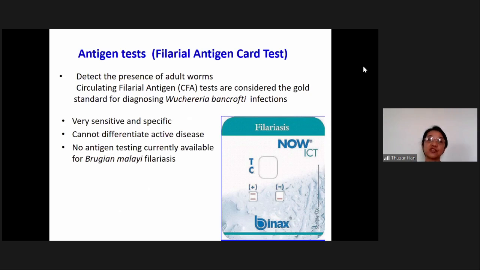But the issue is you can tell the patient this is a case of filariasis, but you cannot differentiate active infection from previous infection, because filaria worms stay in the lymph node with a lifespan of up to 7 years. If they are in the lymph node, they will produce antigen. So if there are filaria worms, they will produce a positive test.